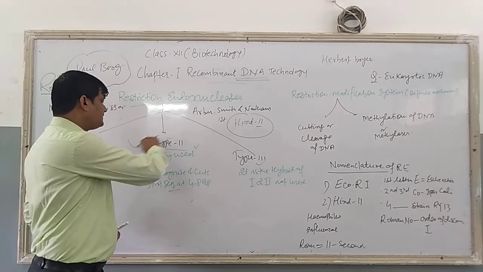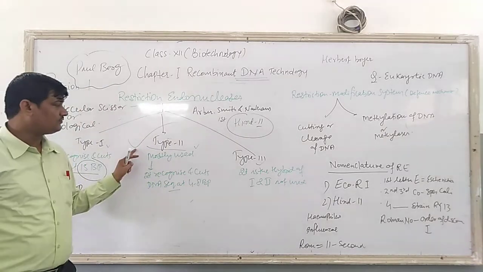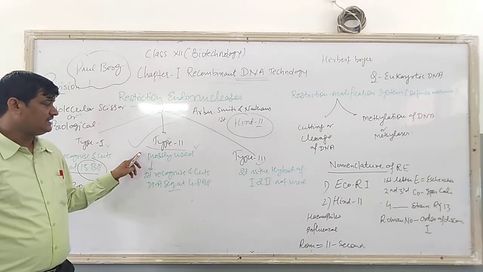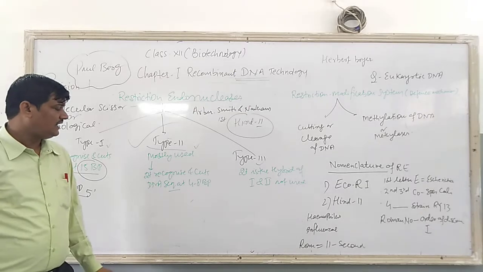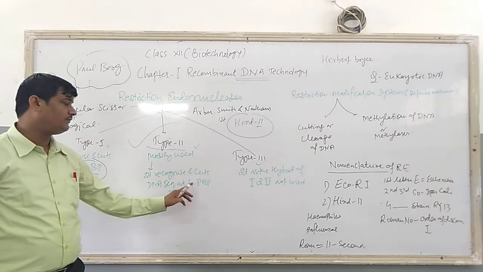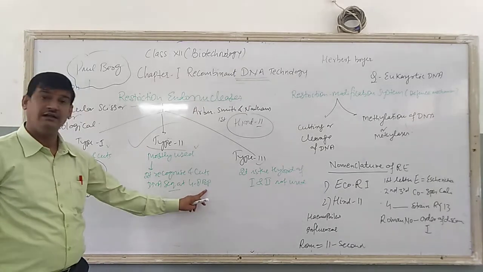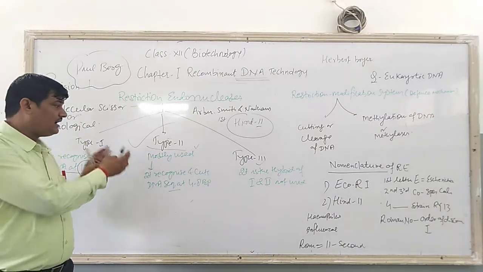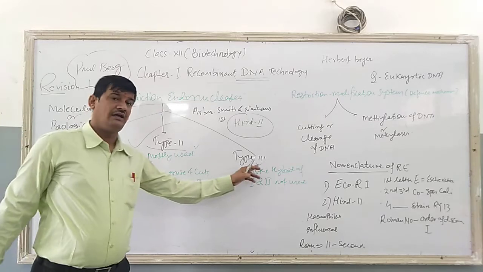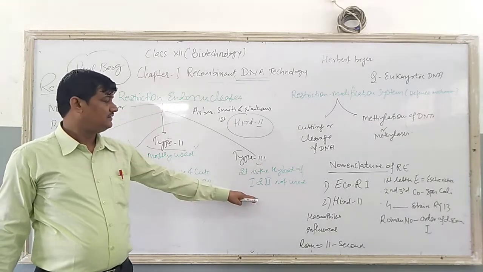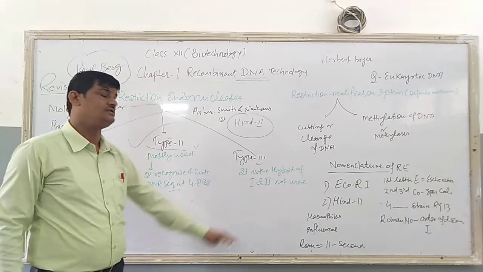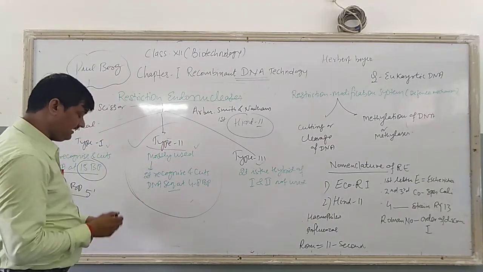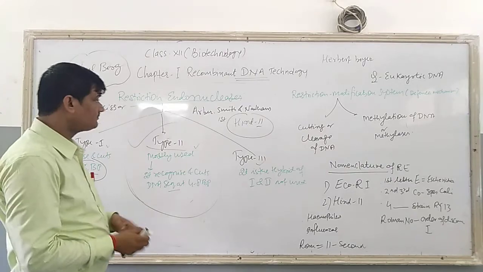Type 2, which is highly recommended and mostly used, recognizes and cuts the DNA sequence at 4 to 8 base pairs. The third one, which is a hybrid of type 1 and type 2, is not used in recombinant DNA technology. The highly used restriction enzyme is type 2.